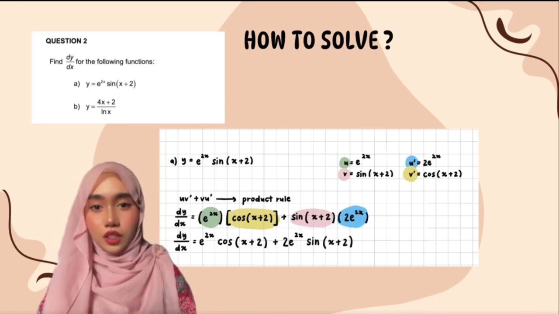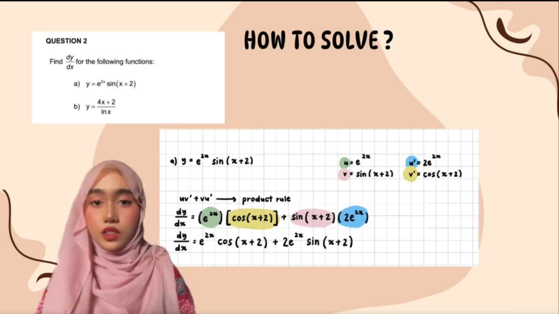Okay, here we go. dy/dx equals e^(2x) cos(x + 2) plus 2e^(2x) sin(x + 2).